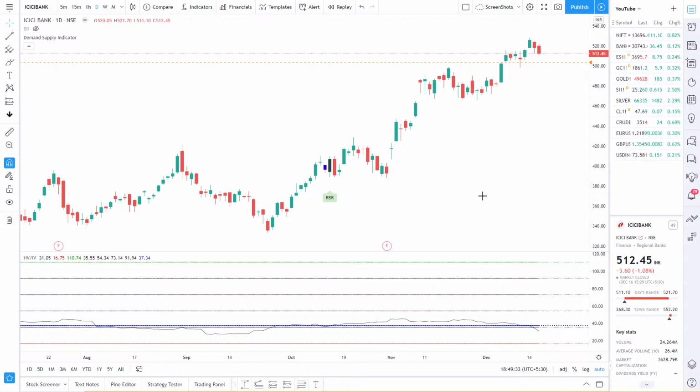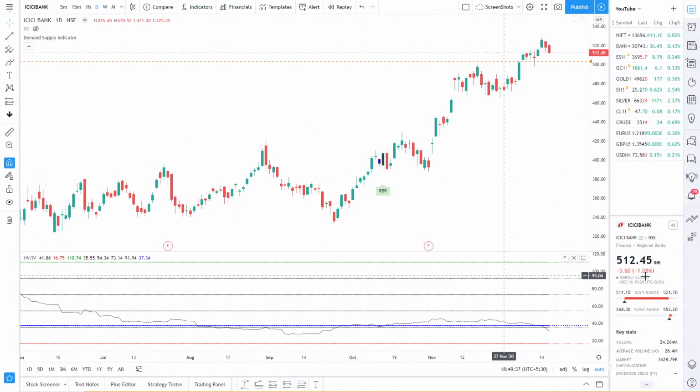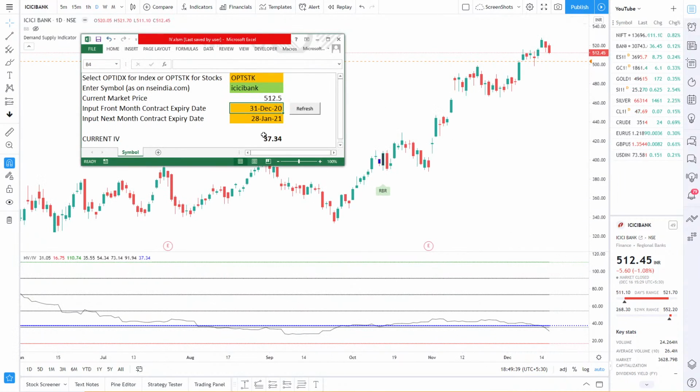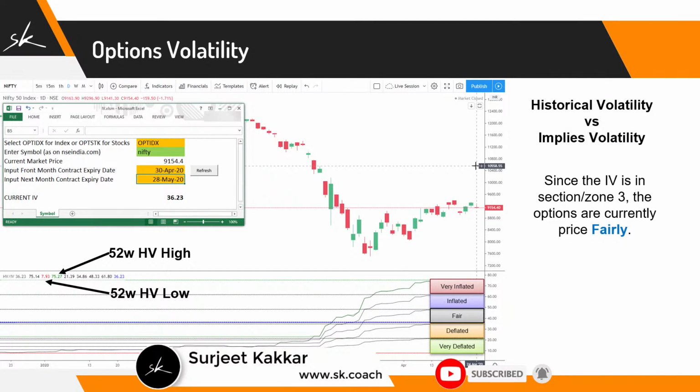But yes, this is what this indicator is all about. It tells you what are the different five sections, and by inputting the value of implied volatility, we can understand much better whether the option pricing as of now is very deflated, deflated, fair price, expensive price, or very expensive price, because that will be the key criteria for us to understand which option strategy I should be using as of now. All right, so that basically brings us to the end of today's session.